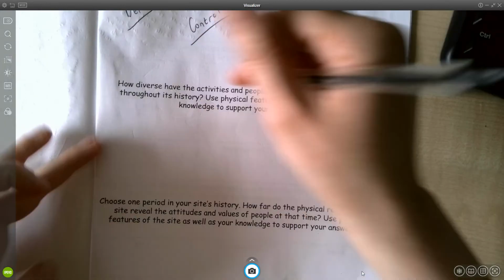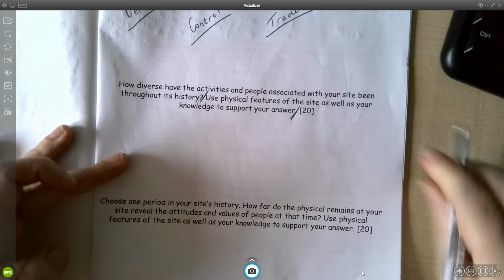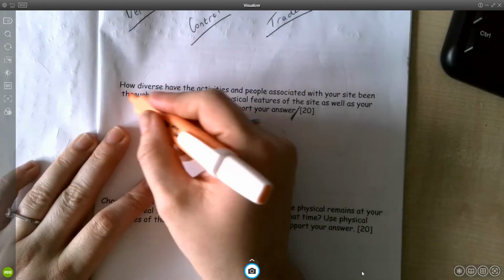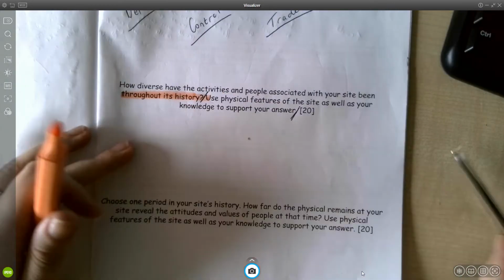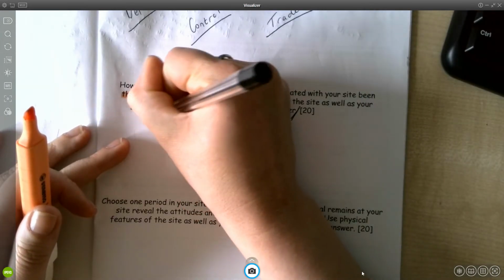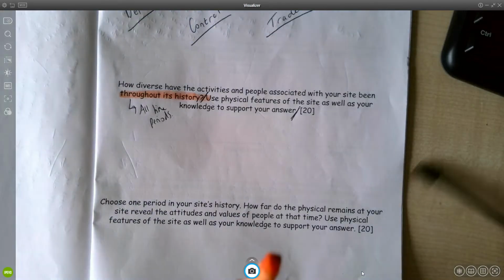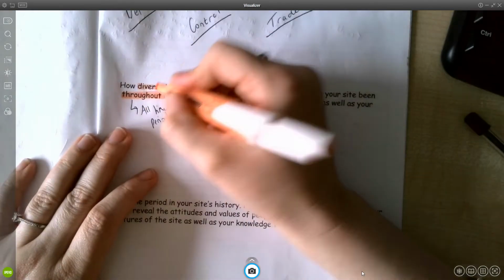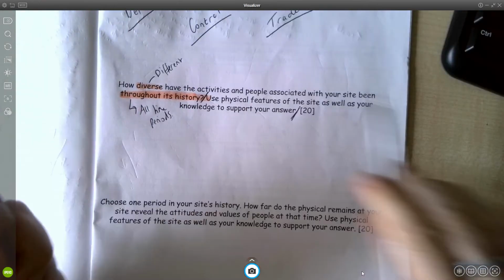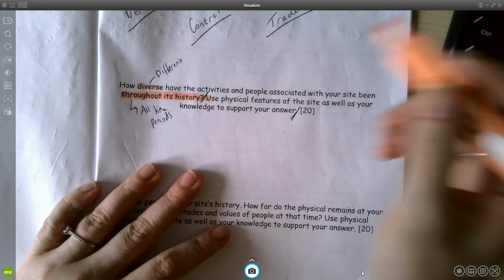Okay, so like on the other question, it will tell you use the physical features of the site, use your own knowledge. This question is, how diverse have the activities and people associated with your site been throughout its history? So that tells me that we can use all time periods of Skipton Castle. So throughout all time. The word diverse means how different. How different have the activities and people associated with your site been?